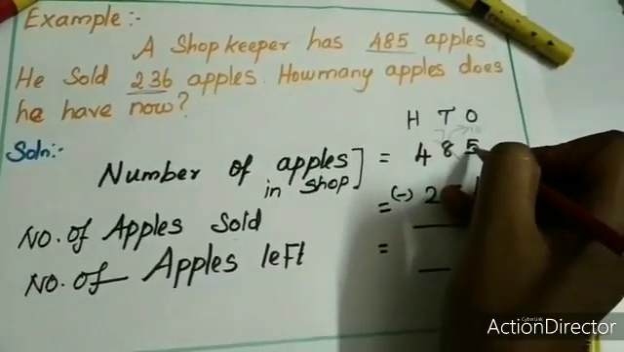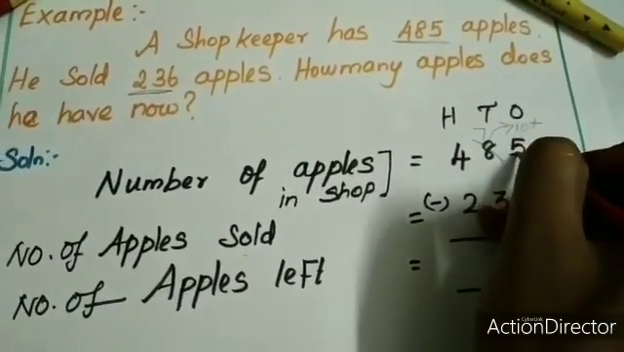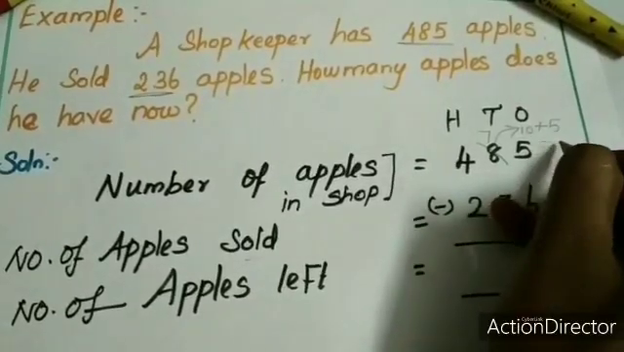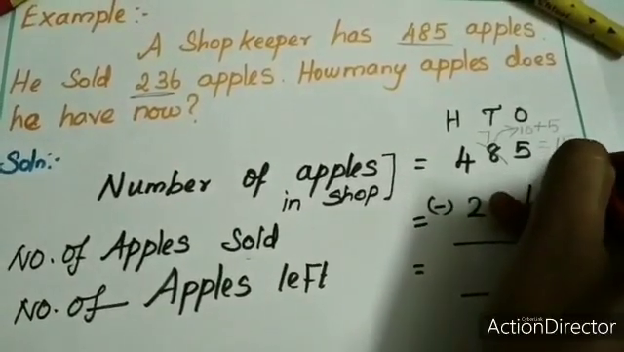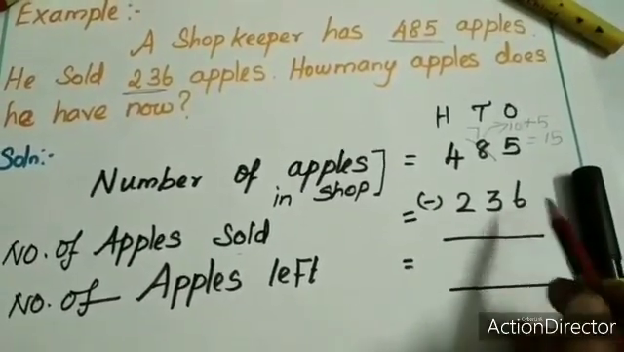1 ten is equal to 10 ones. So we write 10 in the ones column. Plus already we have 5 ones. So here 5. Total how many? 15 ones. So 15 ones, here 6 ones. Now we subtract 6 from 15.